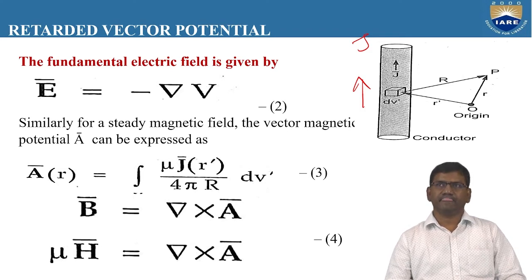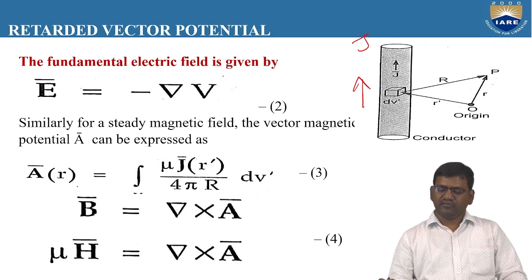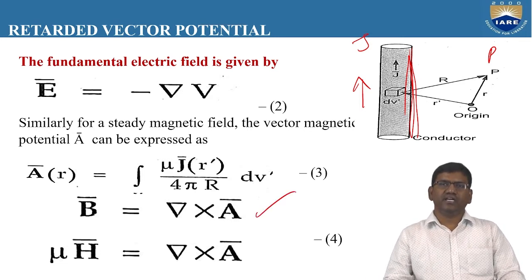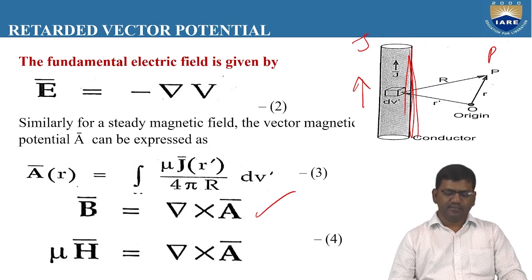So again, if we want to calculate the magnetic vector potential due to this conductor, along this uniform length at a distance point P, we can simplify it by means of the equation B is equal to del cross A. The magnetic field we want to calculate, the expression we have is B is equal to del cross A bar, and B is equal to mu H.